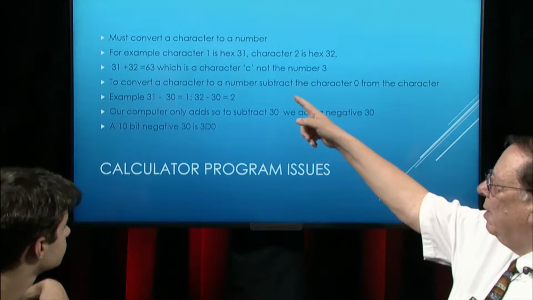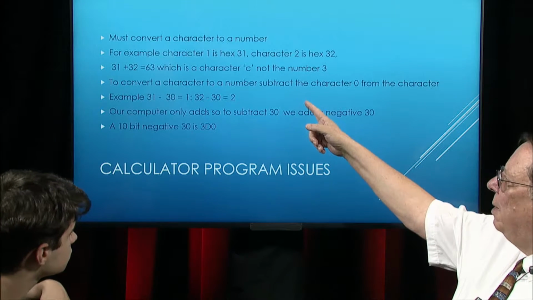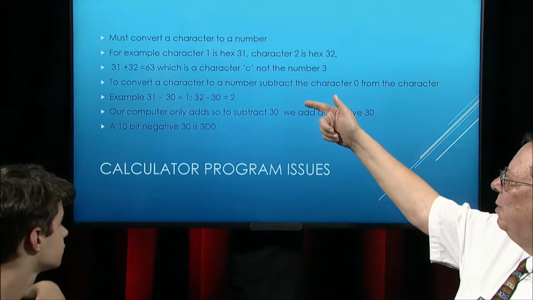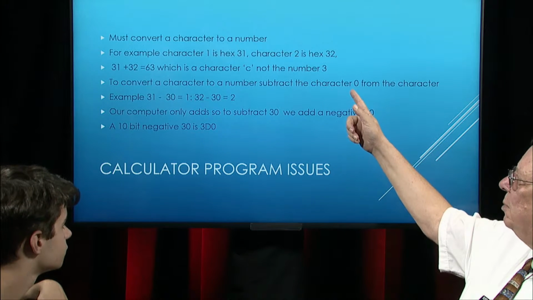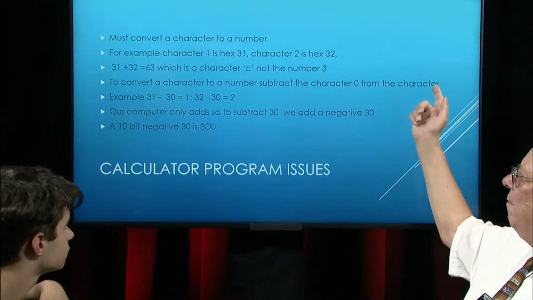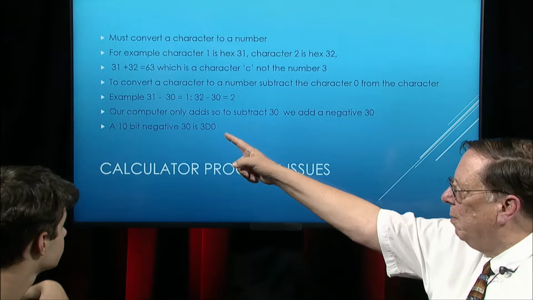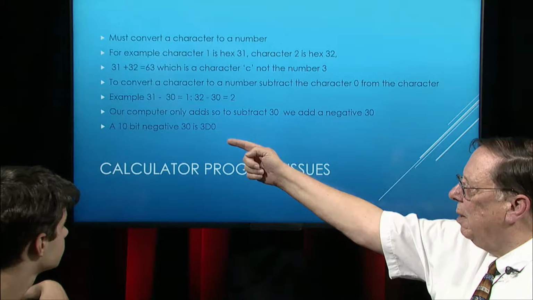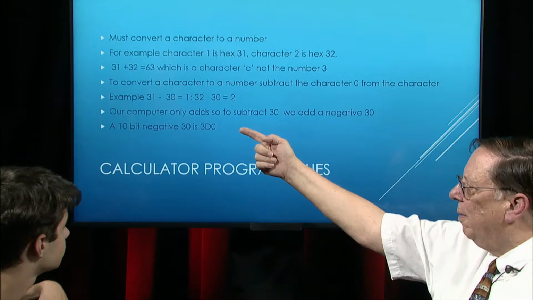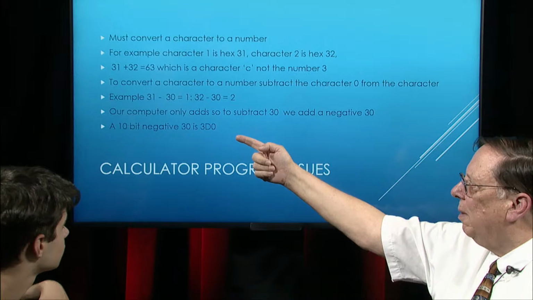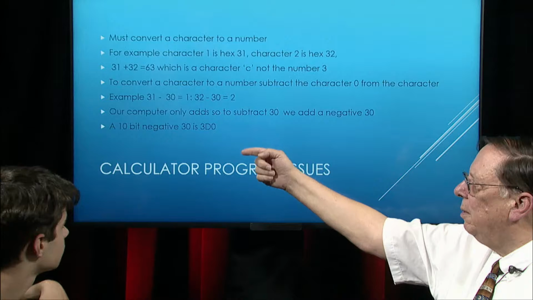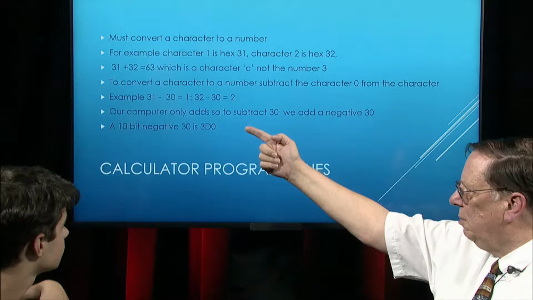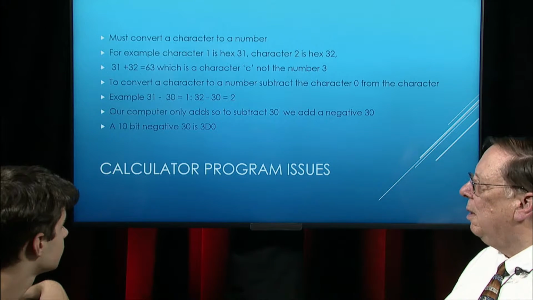So what we're going to have to do if we want to actually do a calculator is convert a character to a number. The way we do that is we subtract the character 0 from that character. For example, if we enter a 1, a 31, if we subtract the character for 0, which is 30, we'll get a 1. Or 2 is 32. If we subtract 30, we get 2.